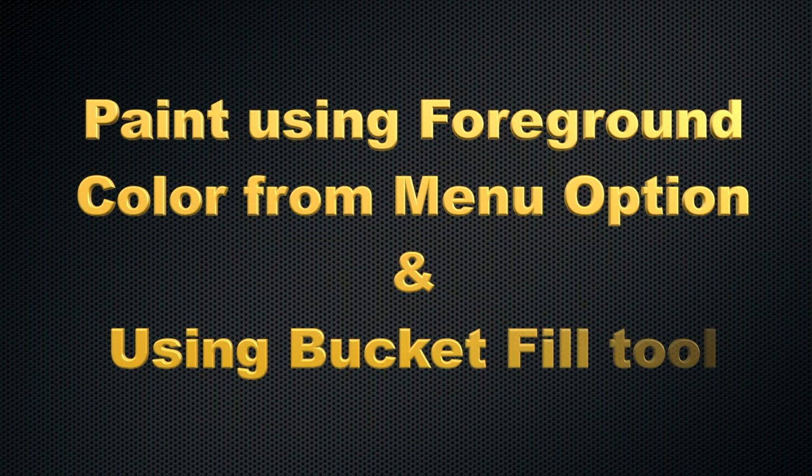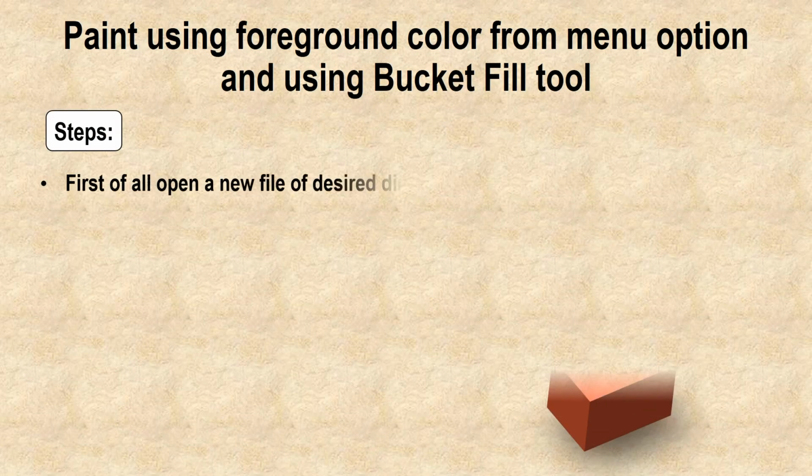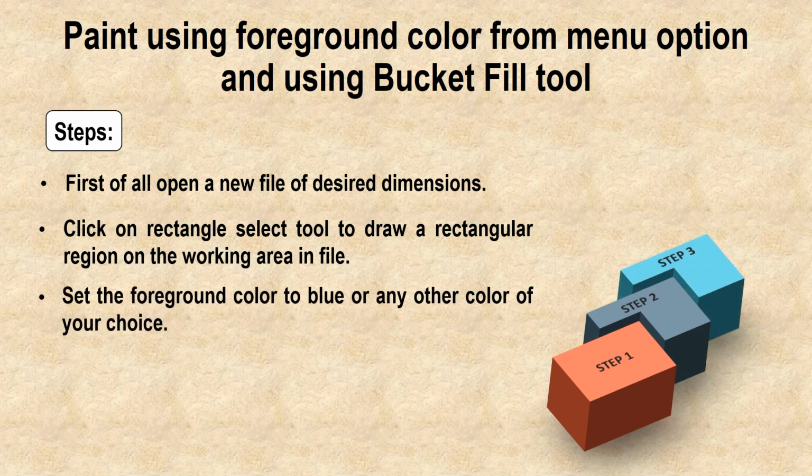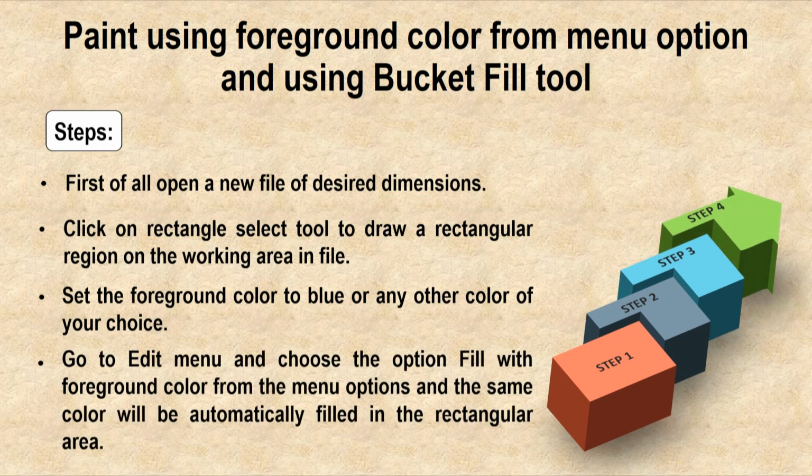Paint using foreground color from the menu option and using bucket fill tool. The steps to be followed for this are: first of all, open a new file of desired dimensions, then click on the rectangle select tool to draw a rectangular region on the working area, and then set the foreground color to any specific color of your choice, and go to the edit menu at the end and choose the option fill with foreground color from the menu options, and the same color will be filled in the rectangular shape automatically.